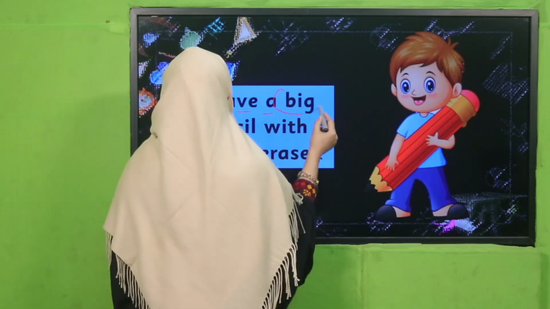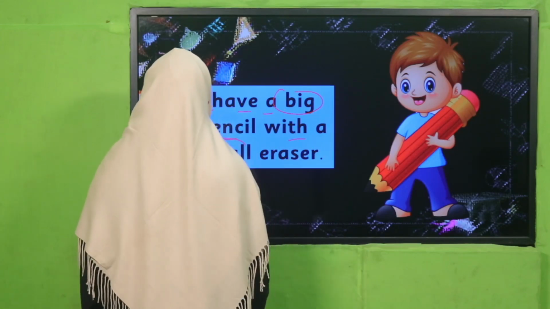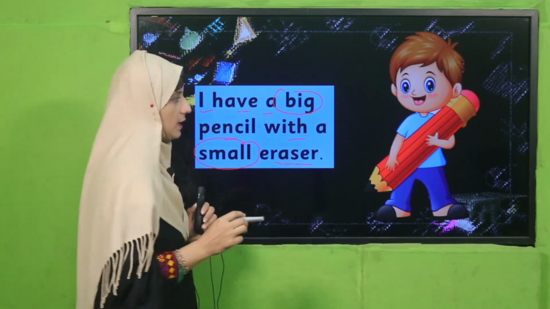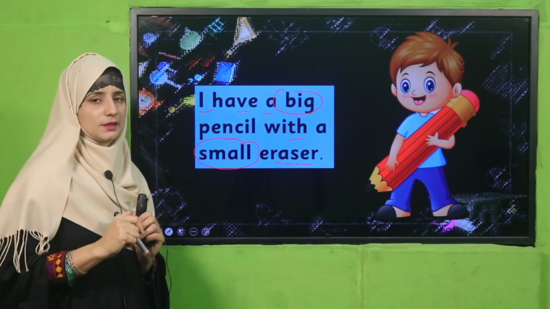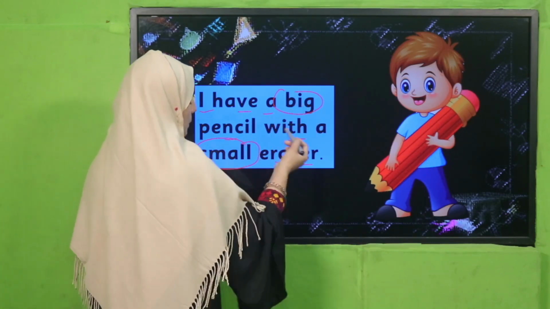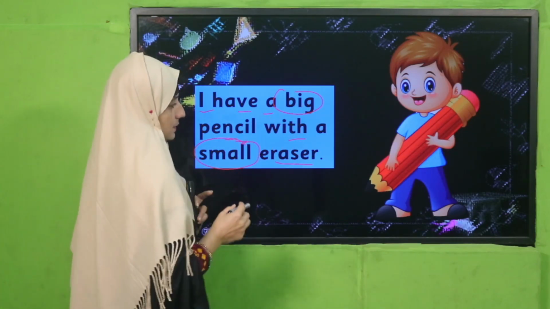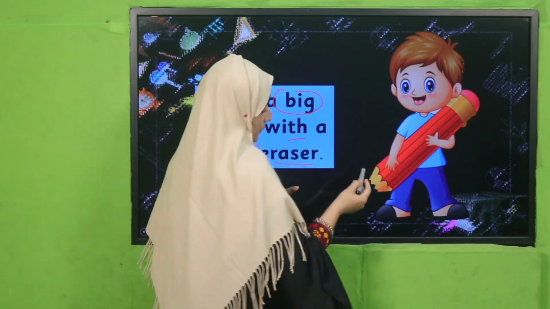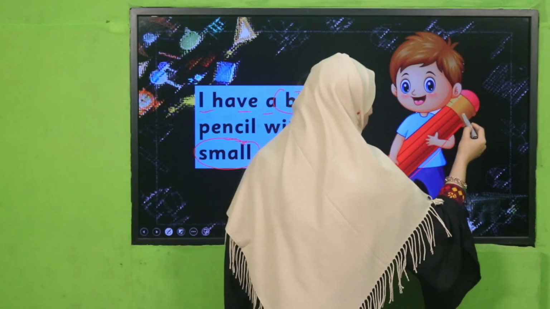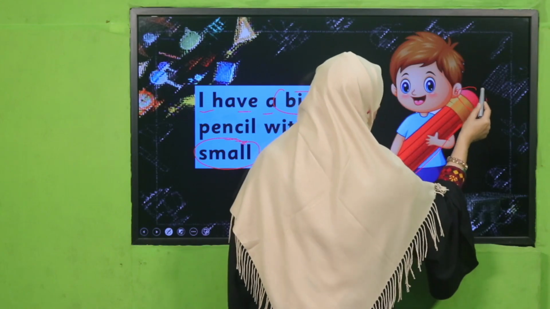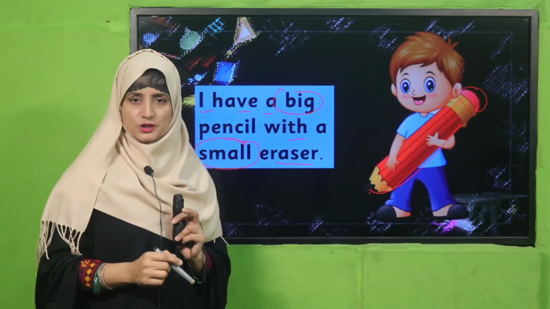I have a big pencil with a small razor. Okay. Can you judge two things are there, my dear students? Big pencil with a small razor. Got it? These are opposite. Big pencil, but razor is so small. Okay, have you judged that?